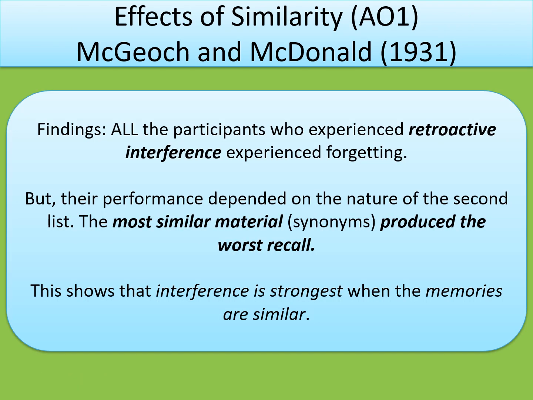The findings were that all participants experienced retroactive interference if they'd had a new list. So the control group did the best because they didn't have any retroactive interference, but their performance depended on the nature of the second list. So it was the people who had the synonyms, the most similar material, who had the worst recall. And so it's showing that interference is strongest when the memories are similar.